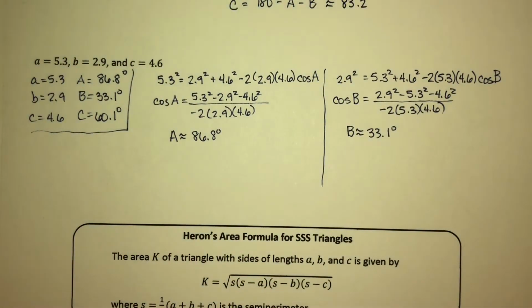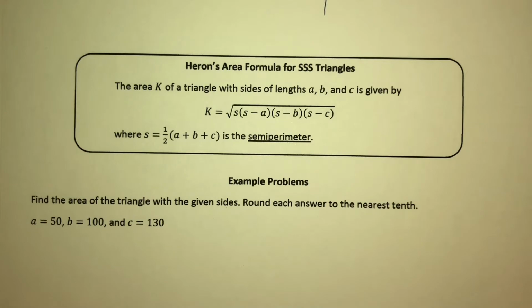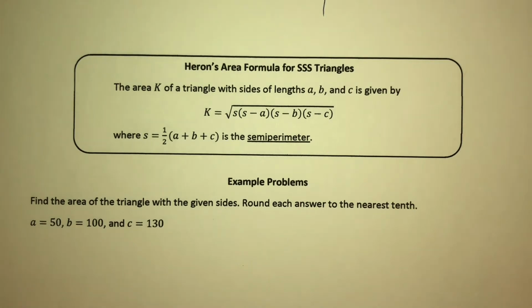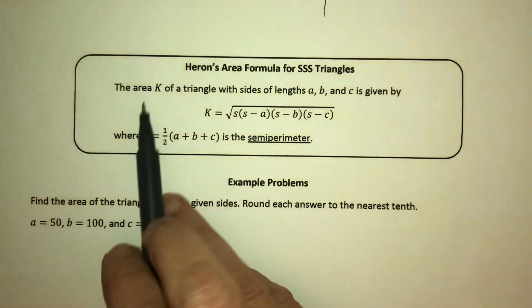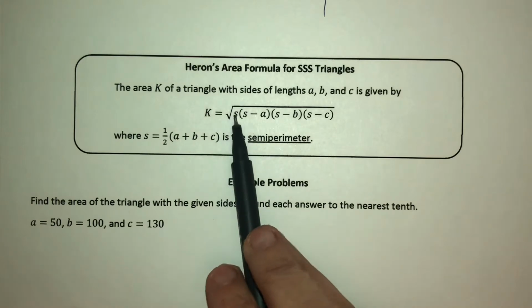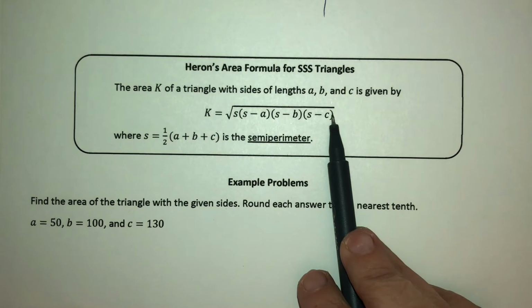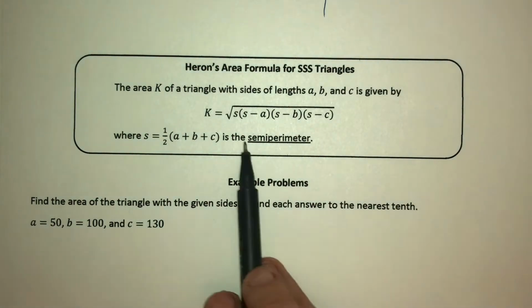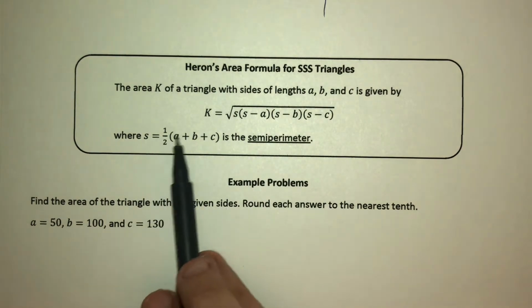Okay, so now we've talked about how to solve the other 2 types of triangles. We do have an additional topic here. It's called Heron's angle area formula for SSS triangles. So we can find the area of any triangle if we know all 3 of its sides. The area they call K in this formula is equal to the square root of S times S minus A times S minus B times S minus C, where S is the semi-perimeter. Semi means half, and perimeter is the distance all the way around. So half of the distance around.